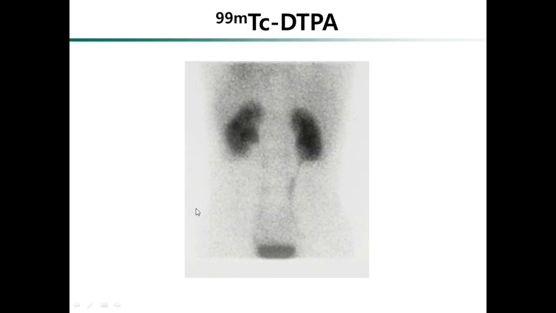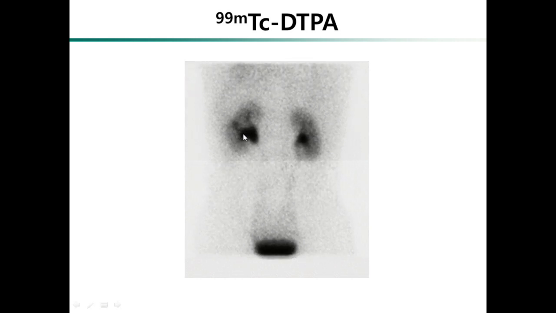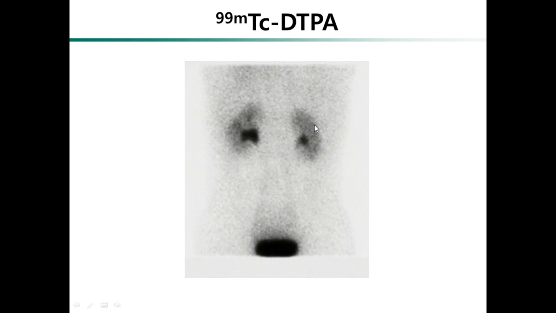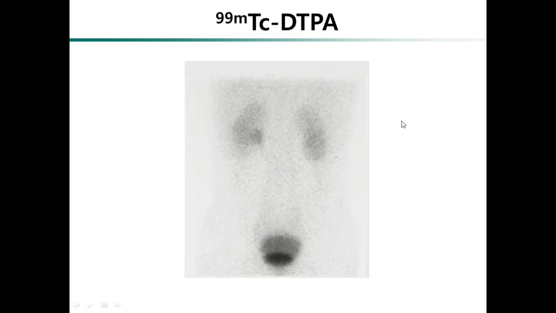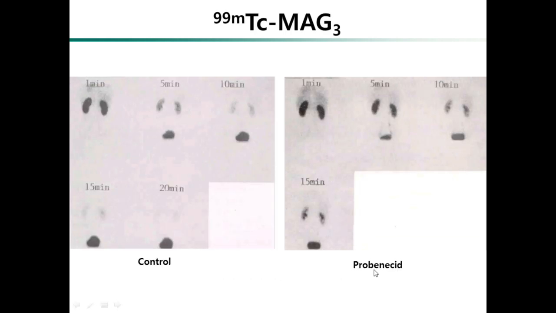Here you can see the serial imaging of the gamma camera. You can find which kidney is functioning or malfunctioning. Sometimes we can treat with probenecid to accelerate the kidney excretion.